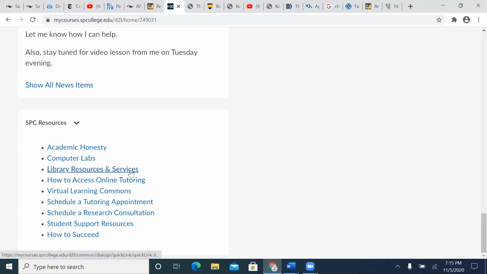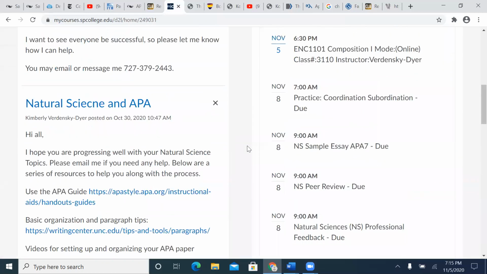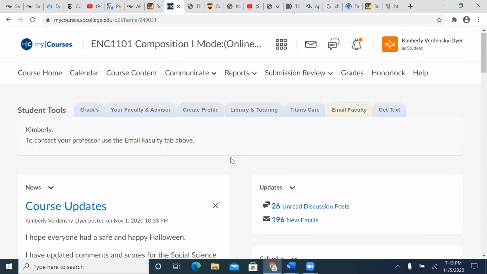Okay. Library resources and services. Check them out. There's tutors available for you quite frequently. And of course, that is also where you'll be submitting your draft for tutor feedback. So that pretty much covers everything.